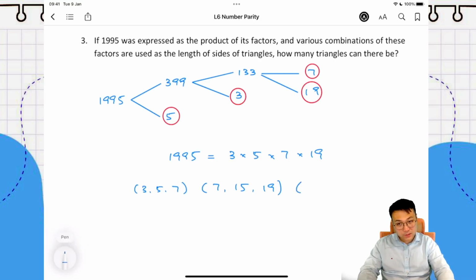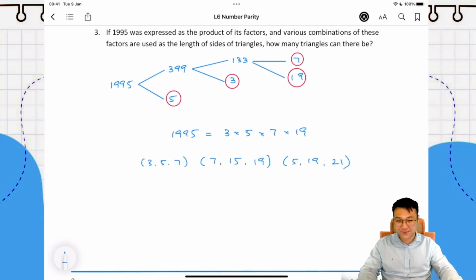I can form a triangle with 5, 19, and 21. How did I get 21? 3 times 7, that's 21. So all these are possible triangles that I can form. Now students, there are other combinations of numbers. For example, 3, 5, and 19, 3, 7, and 19, maybe even 5, 7, and 19.